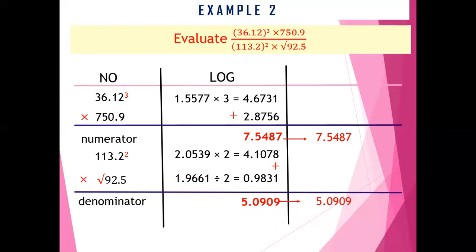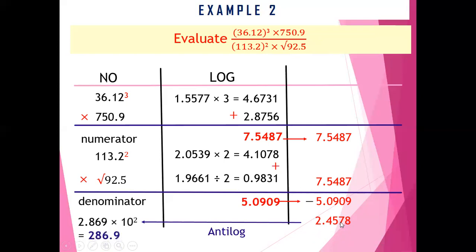Now we bring down the numerator closer to the denominator, and we remember that this sign, all over, is division, so that should change to negative, minus, right? So let's subtract these two, numerator and denominator. Let's subtract, so we have 2.4578. Okay, 2.4578.